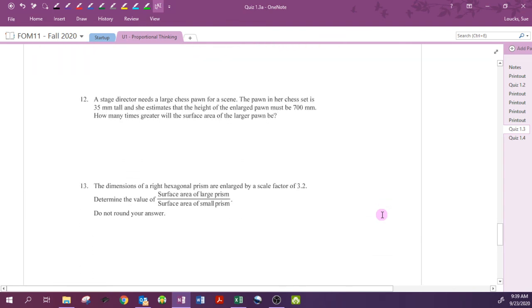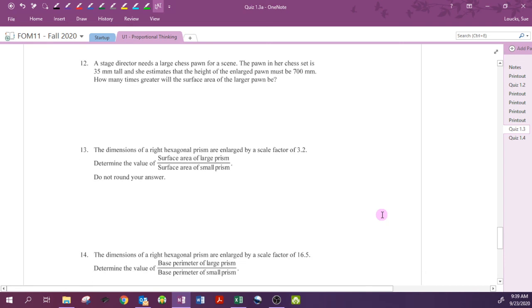All right, we're almost done. 3 more questions. A stage director needs a large chess pawn for a scene. The pawn in her chess set is 35 millimeters tall, and she estimates that the height of the enlarged pawn must be 700 millimeters. How many times greater will the surface area of the larger pawn be?